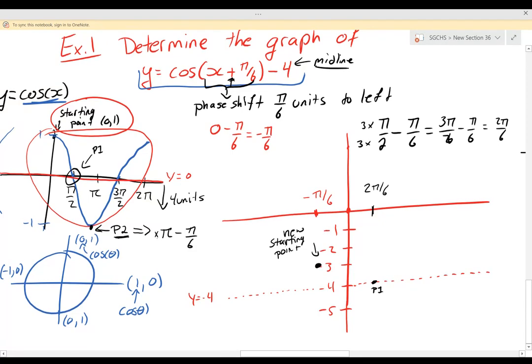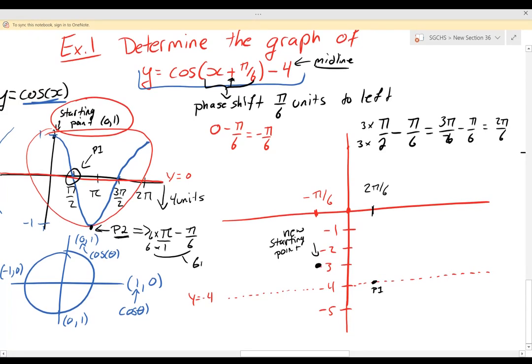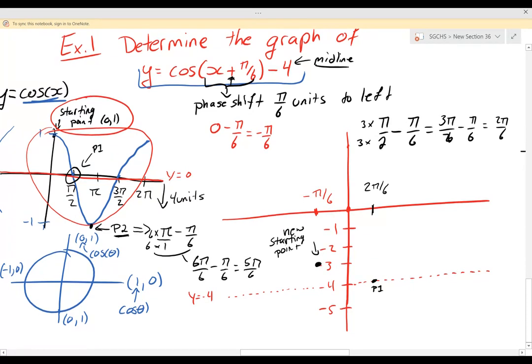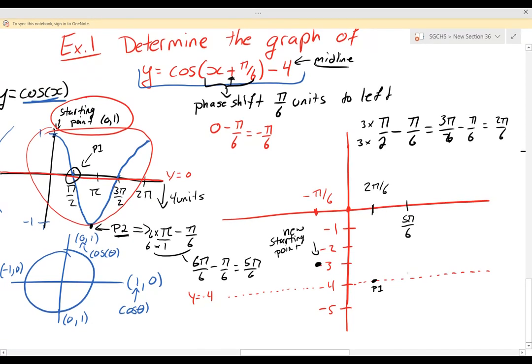So let's get the same denominators. So multiply the top and the bottom by 6. So here we get 6 pi over 6 minus pi over 6. So that gives me 5 pi over 6. So now we have 5 pi over 6, and we are going to be found somewhere around here. So now we have another point of interest.